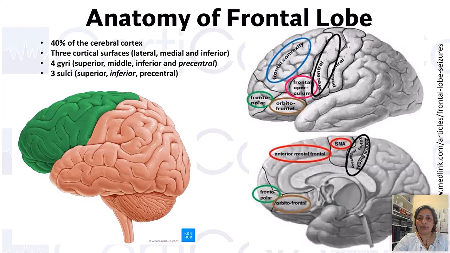Along with that, we have various regions that we will be talking about during this webinar, because we're going to discuss different seizures originating from different parts: the frontopolar, very anterior; orbitofrontal, which is inferior; lateral inferior, which has very close proximity to the temporal lobe; frontal convexity; and the supplementary motor area, which is right anterior to the motor cortex. Anterior mesial frontal is in the middle, in the anterior medial part of the brain.